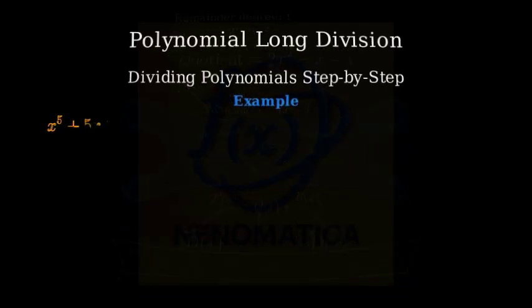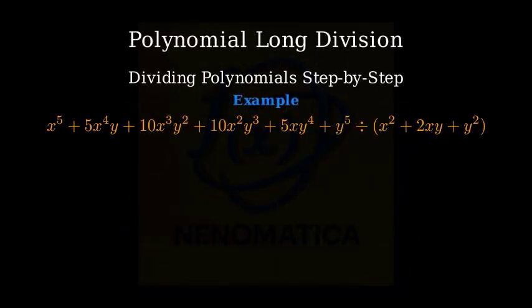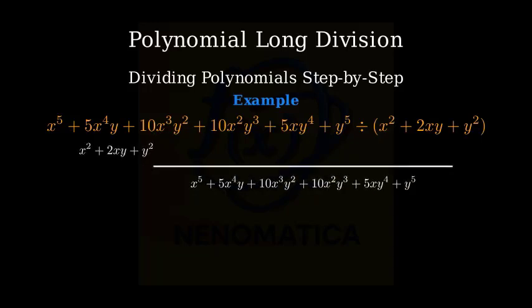Let's look at our example. When performing polynomial division, we arrange both the dividend, the polynomial being divided, and the divisor, the polynomial we're dividing by, in descending order of powers. In our example, we're dividing the polynomial x to the fifth plus 5x to the fourth y plus 10x cubed y squared plus 10x squared y cubed plus 5x y to the fourth plus y to the fifth by the polynomial x squared plus 2x y plus y squared.